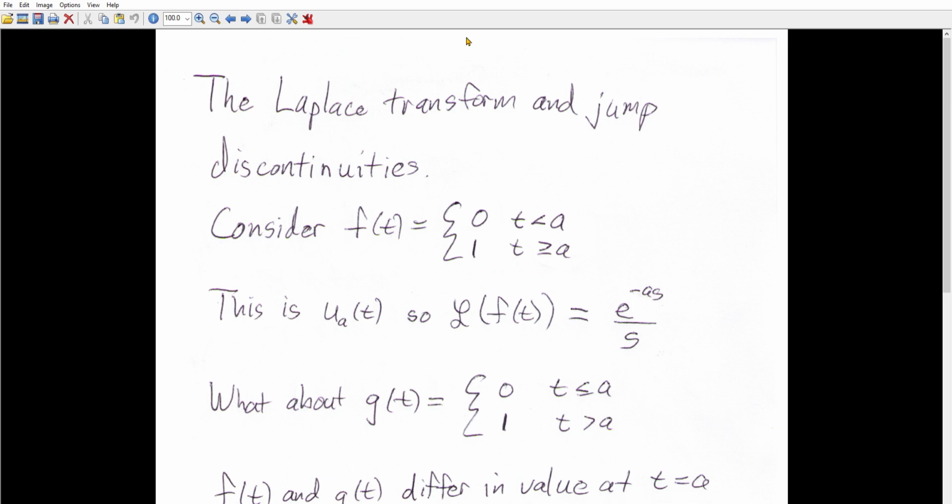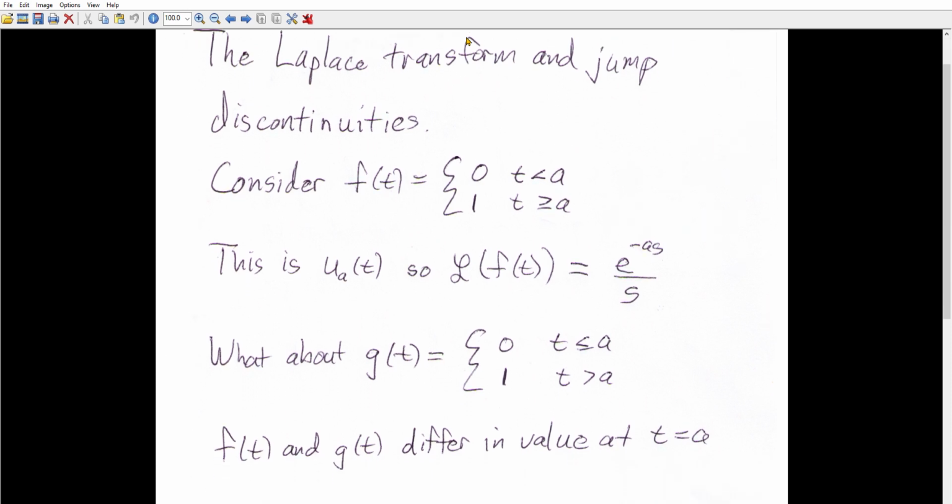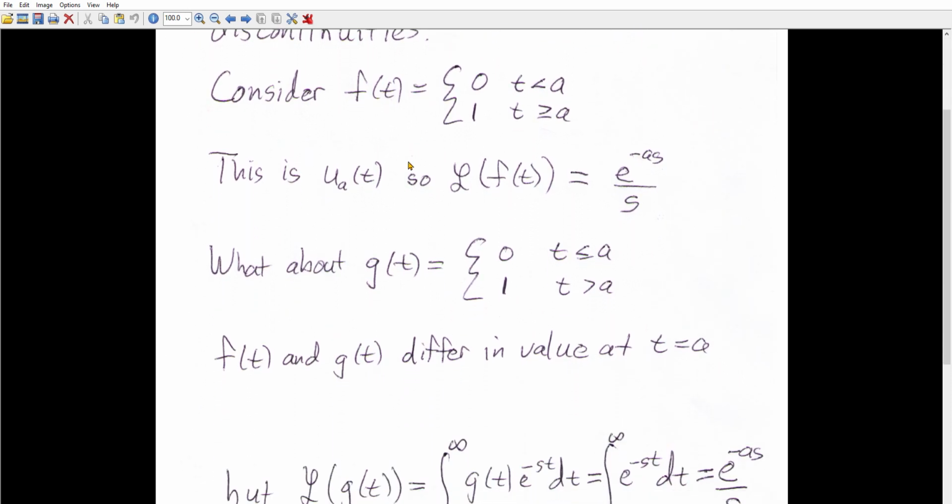Before we solve some differential equations which have discontinuous functions on the right-hand sides, I would like to talk a little bit about the Laplace transform and jump discontinuities. So let's first look at a very familiar function, f of t, which is 0 when t is less than a, and is 1 when t is bigger than or equal to a. And this is our definition of u_a of t.